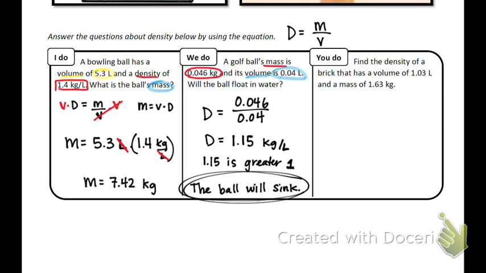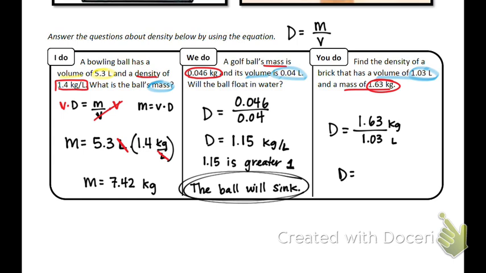And then the last one you do, find the density of a brick that has a volume of 1.03 liters and a mass of 1.63 kilograms. So they gave us volume and they gave us mass. What's the setup going to look like? Good. Mass on top over volume on bottom. So go ahead and plug that in.